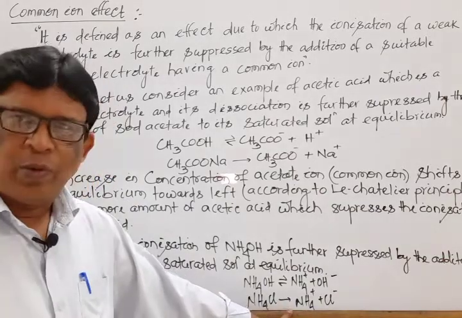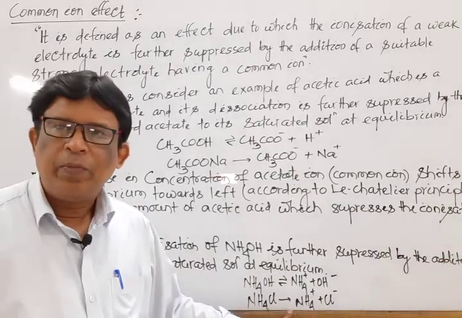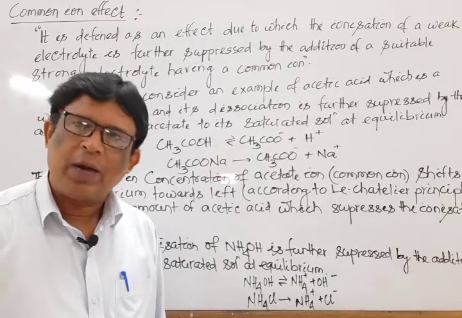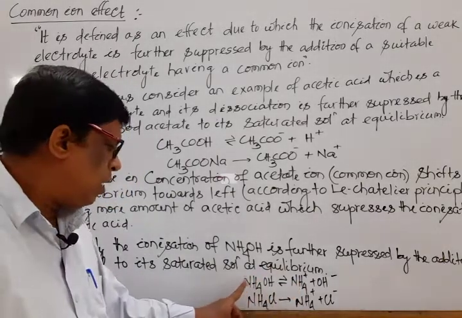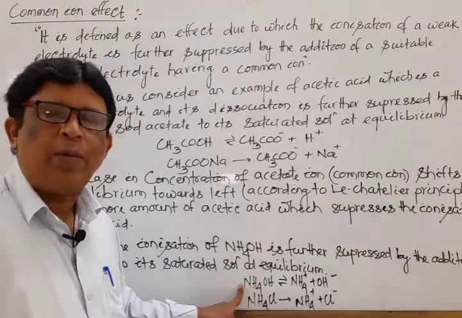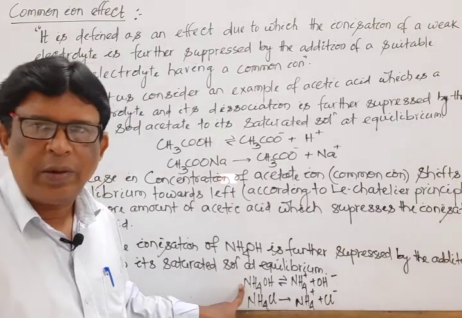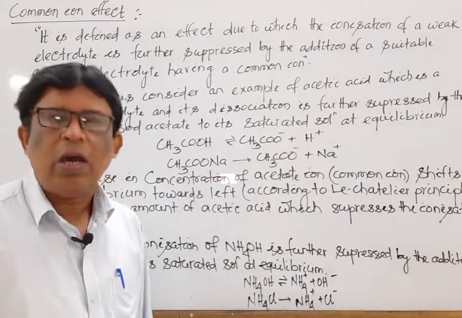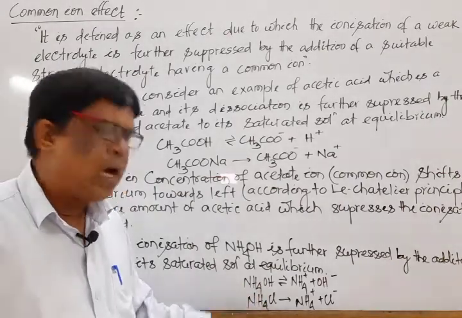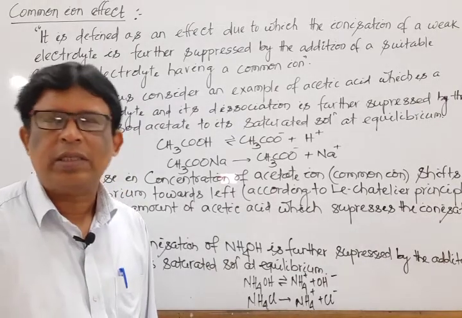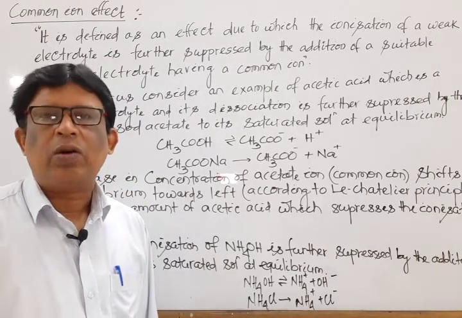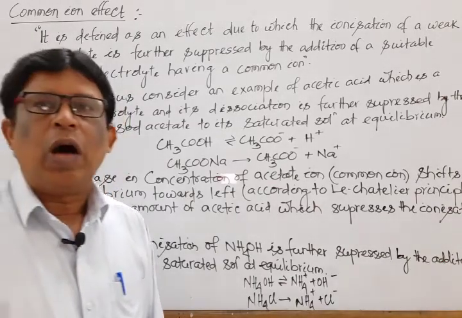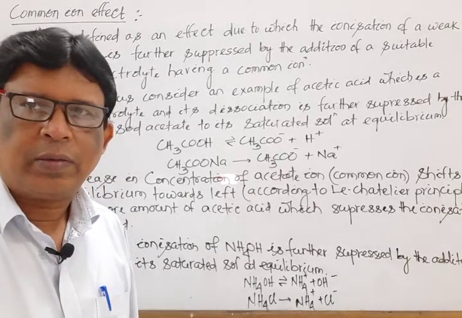Which ion is the common? That is ammonium ion. So due to the increase in concentration of ammonium ion, what happened? Equilibrium shifts backward, forming more amount of ammonium hydroxide. That means it suppresses the dissociation or ionization of ammonium hydroxide. This effect is known as the common ion effect. Next, we switch over to the application of common ion effect.